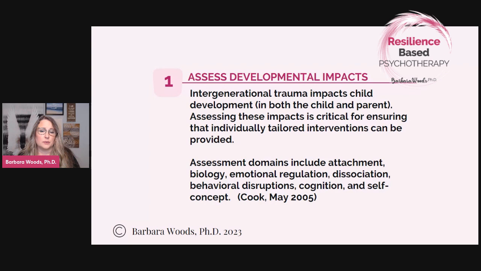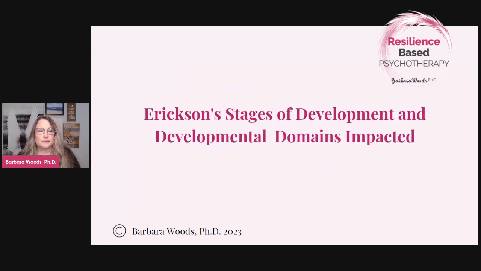So for the assessment domains, we're going to go really wide with Erikson's stages of development, and then we're going to go narrow and look at attachment, biology, emotion regulation, dissociation, behavior disruptions, cognition, and self-concept. So let's get started with Erikson's stages of development.